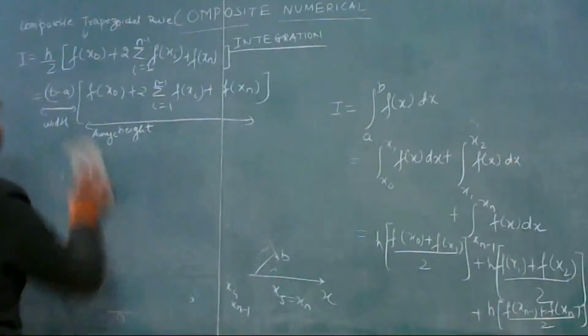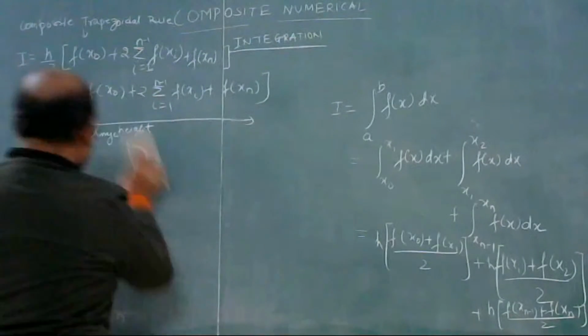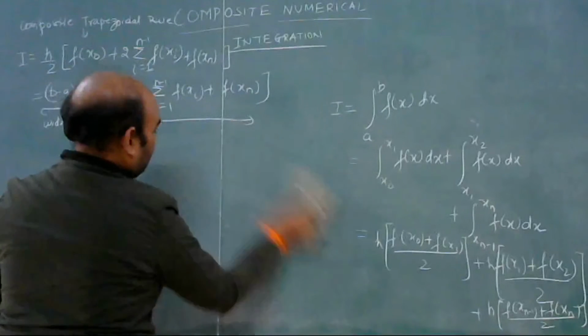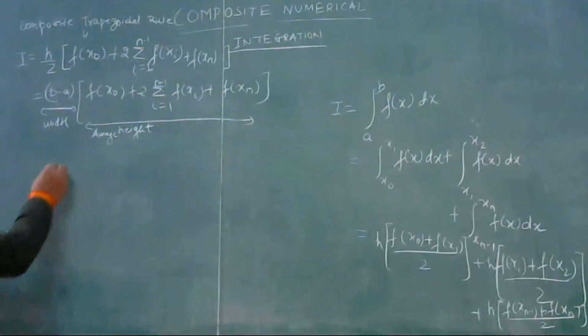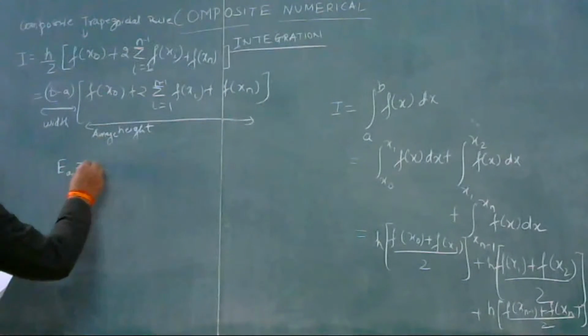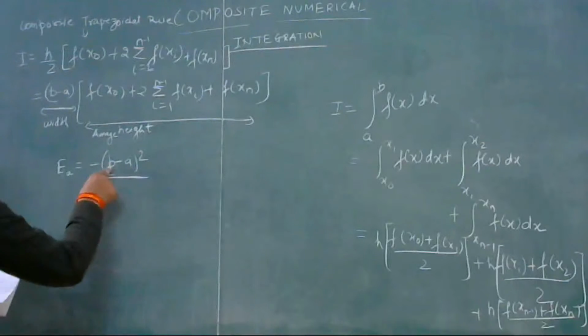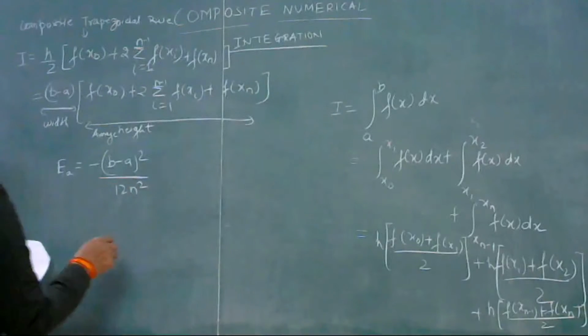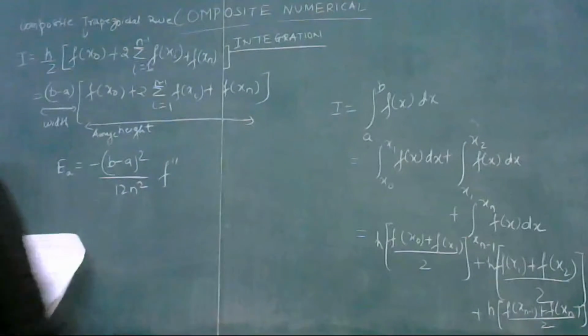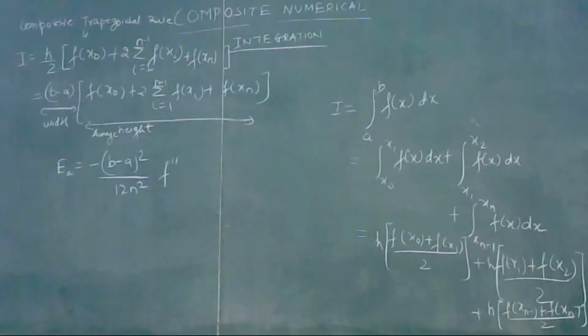So you have to remember this formula. And what about error? The error in this case is given by E_A equal to minus (b minus a) whole square, where b is the upper limit and a is the lower limit, upon 12 n square, where n is the number of subintervals, times f double dash. So you have to integrate the given function f double dash. So this is the error in case of trapezoidal.